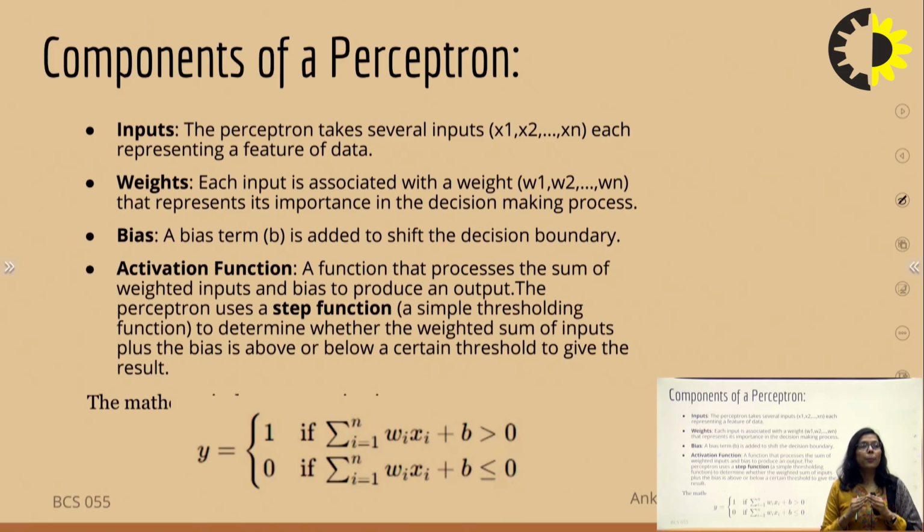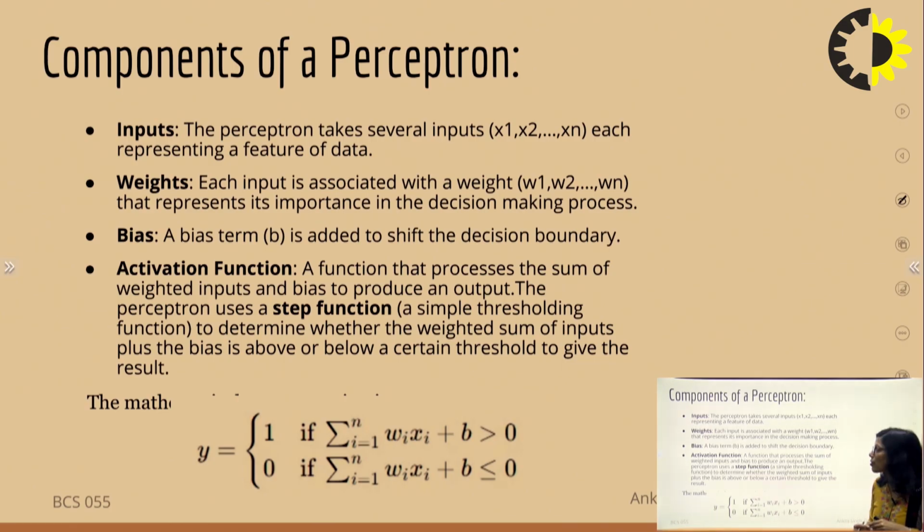Now each input is associated with a weight, or we can say each connection of the input node to the other node will have some weight associated with it. Then we have a bias. Bias is added to shift the decision boundary. So it is just a default value that we add to our result to shift the decision boundary according to our requirement. Then we have an activation function.